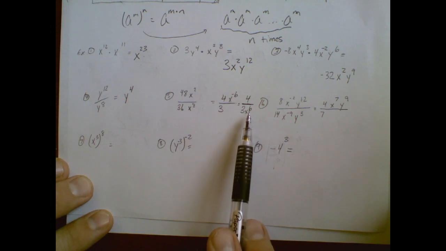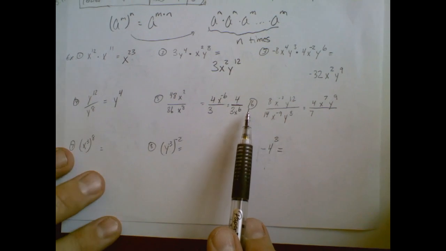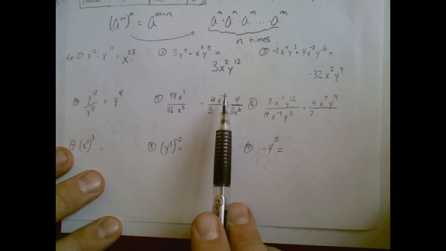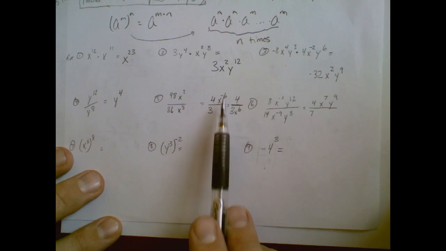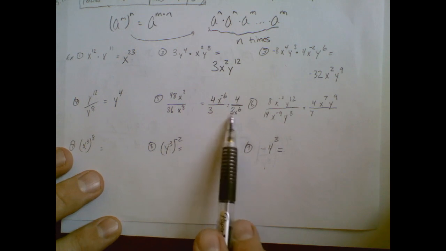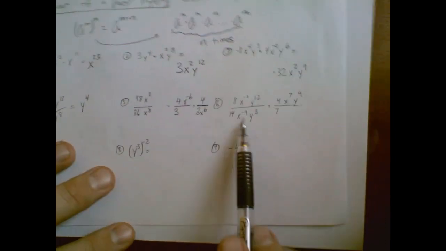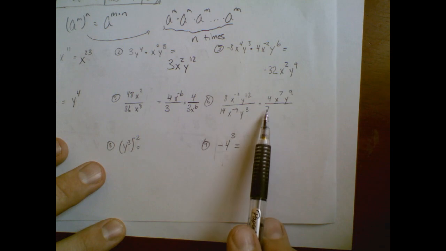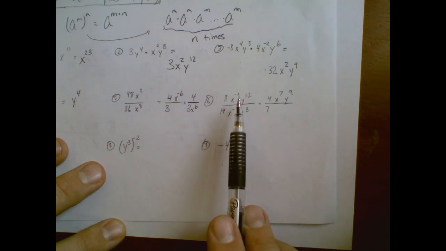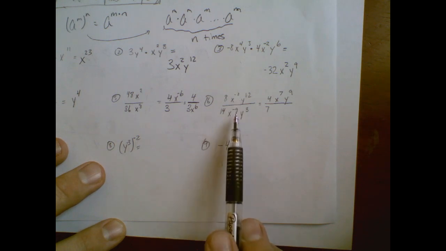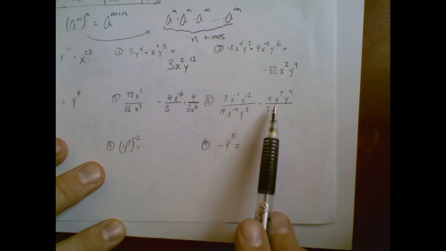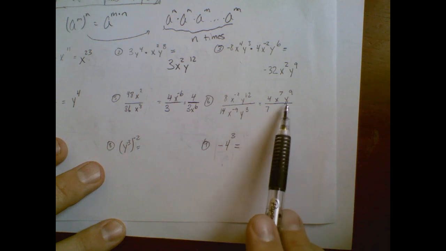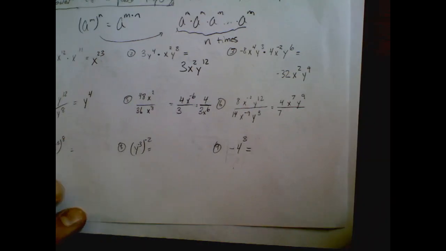Okay, so that's how I kind of think of those problems. And that's what this negative will do. This negative 6 will move it to the bottom and become a positive 6, but we'll get to that later. Okay, 8 and 14 becomes 4 and 7. Negative 2 minus a negative 9, so negative 2 plus 9 is 7, so it's x to the 7th. And then 12 minus 3 is 9, y to the 9th. That would be number 6.